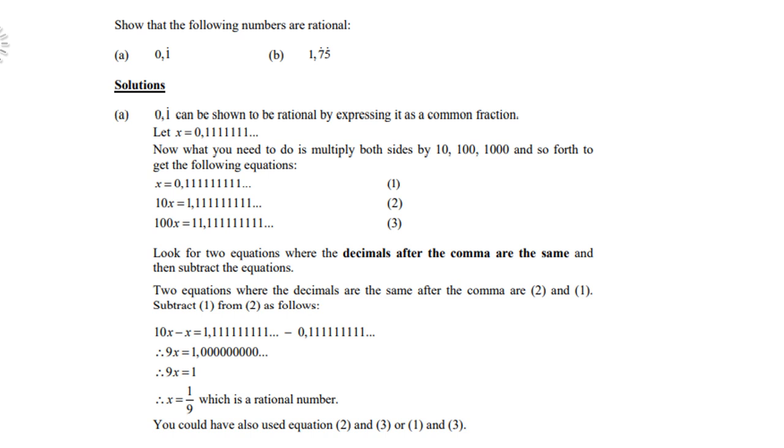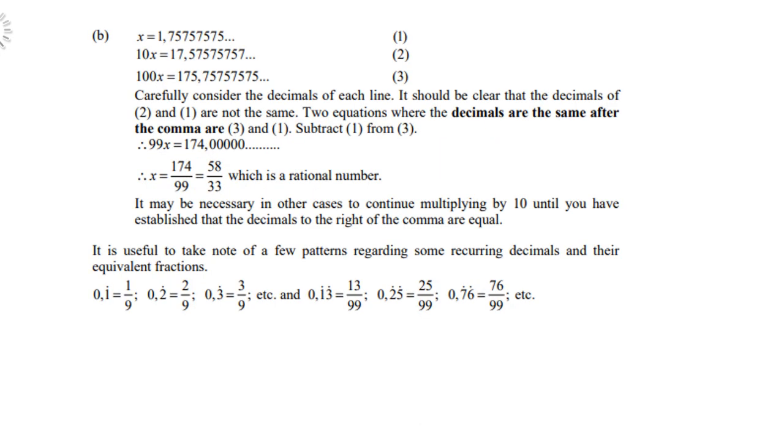So if you look at B, 1.75 recurring, then let x be 1.757575 and so forth. Multiply both sides by 10, or you can multiply both sides by 100, you can decide. Carefully consider the decimals of each line. It should be clear that the decimals of 2 and 1 are not the same. Take note, they are not the same.